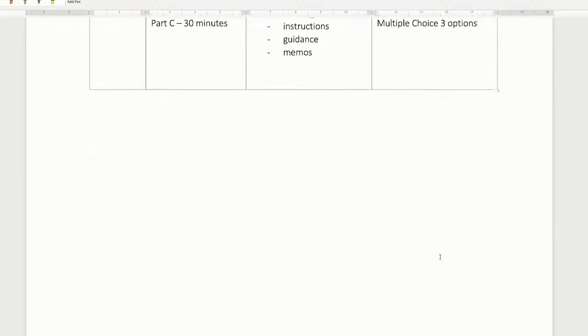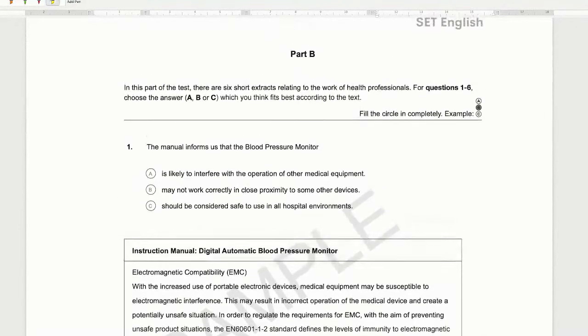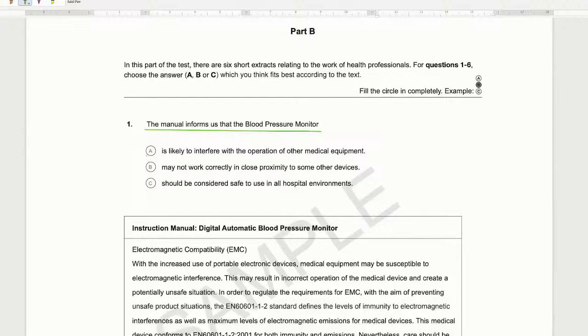So let's go and have a look at an example. Here's a part B question. We can see straight away that there's some information here. This is the question stem. This tells us what we should be reading for. And then we've got these 3 answer options. What we've got to choose is which one of these matches the text and answers the question. That's what we have to find. So in effect, every one of these options is a true, false, not given.